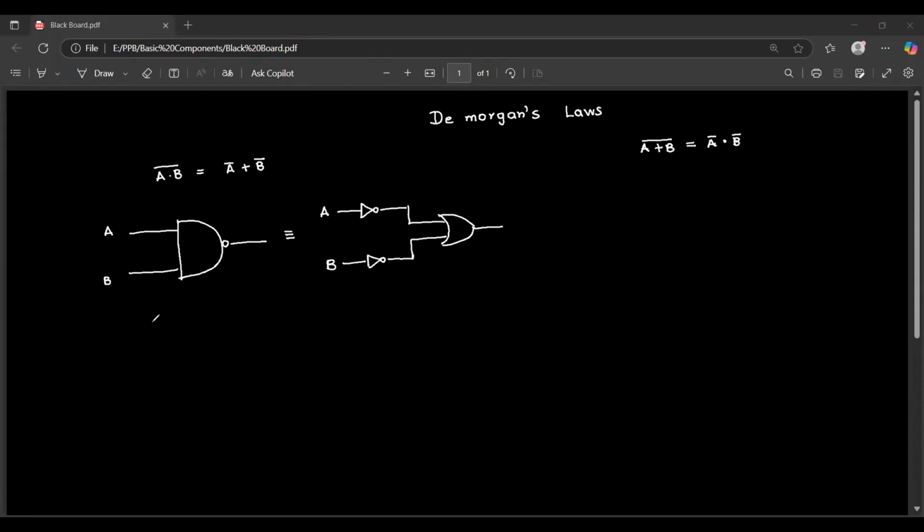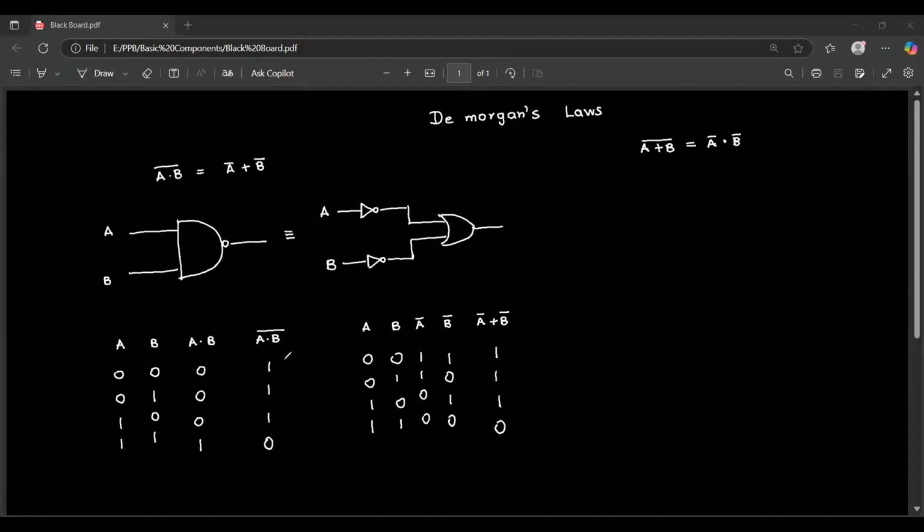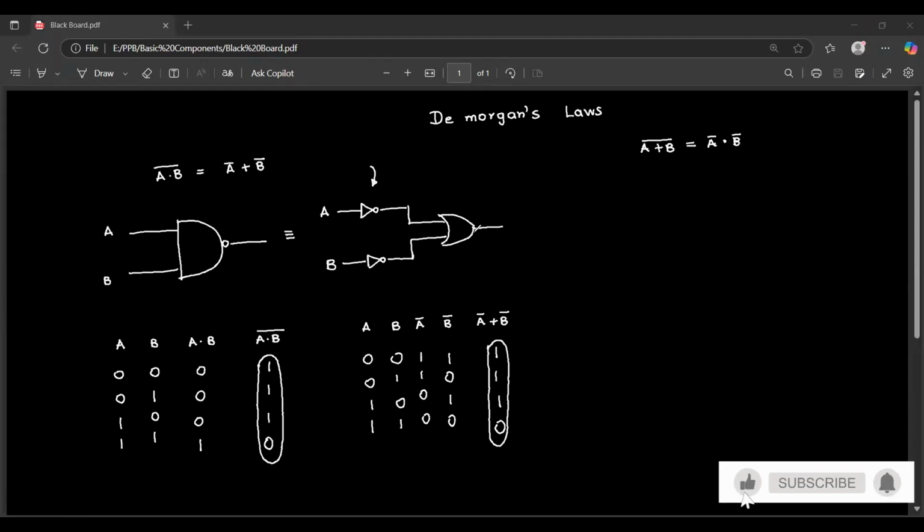So let's look at the truth table. If you think about it, this is another way of building a NAND gate without an AND gate. We have two NOT gates and one OR gate to build a NAND gate without even an AND gate. Similarly, here we can prove this also. So let's draw the diagram.